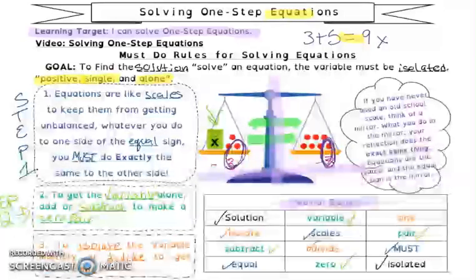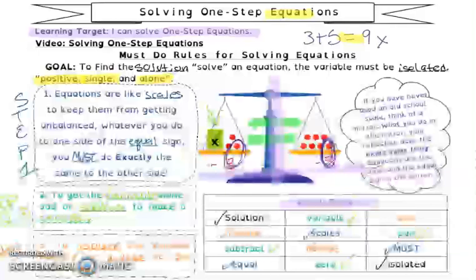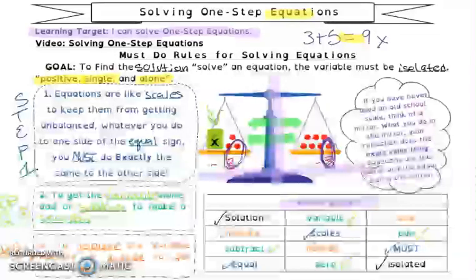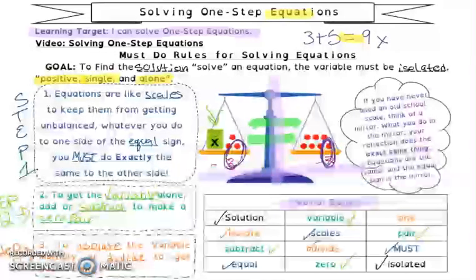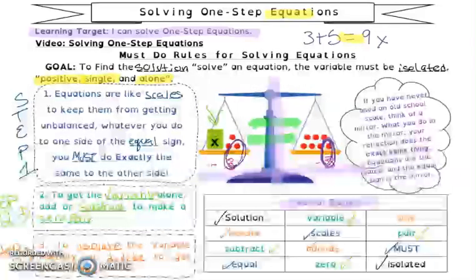And last but not least, step 3. We have to isolate the variable, multiply or divide to get positive 1. So to get that variable all by itself, finally, remember, positive, single, and alone. We can multiply it or we can divide it by a number to get that positive 1 with it because we just want one of those variables. And then that variable will be all by itself.